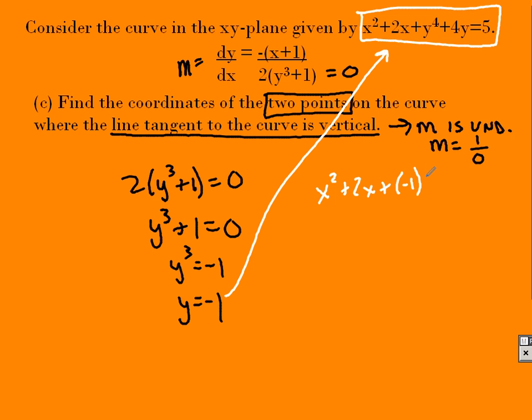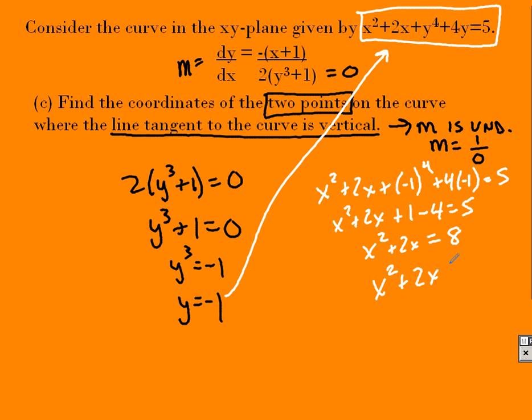Plug it in. So negative 1 to the 4th plus 4 times negative 1 equals 5. Simplify it, so x squared plus 2x. This will become plus 1 minus 4 equals 5. x squared plus 2x, this becomes a negative 3. I'm going to bring it over to be 8. Bring everything back to the same side to simplify it. It should be minus 8 is equal to 0.